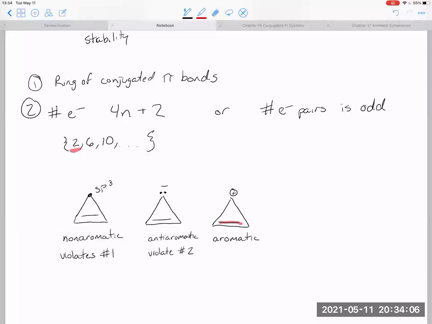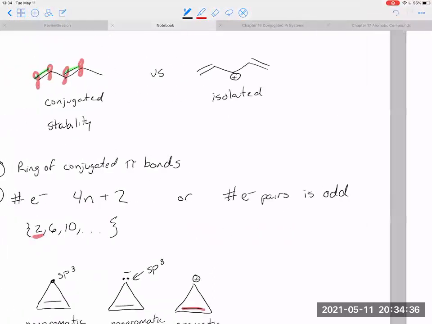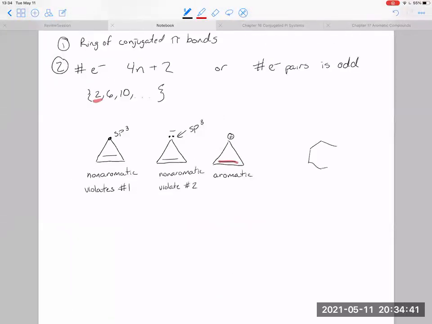Isn't there times where we allow electrons in or not in, depending on if it would break or not break aromaticity? Yeah, truth be told, this was a terrible example because this carbon right here, instead of being sp2 hybridized, would just be sp3 hybridized, and so it would be non-aromatic. So you wouldn't get to count those electrons in the ring. A better example of anti-aromatic is this. This would be anti-aromatic. It violates rule two.